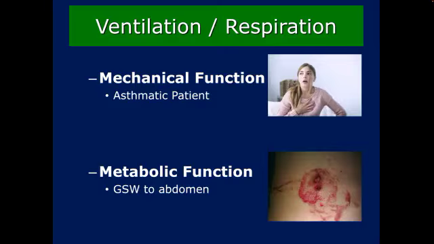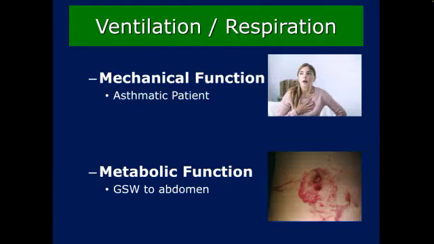First, I know you learned the terms ventilation versus respiration. Ventilation is the act of air moving in and out of the lungs, and respiration is the movement of gases across a membrane from the bloodstream. So consequently, you can break this down a little further.